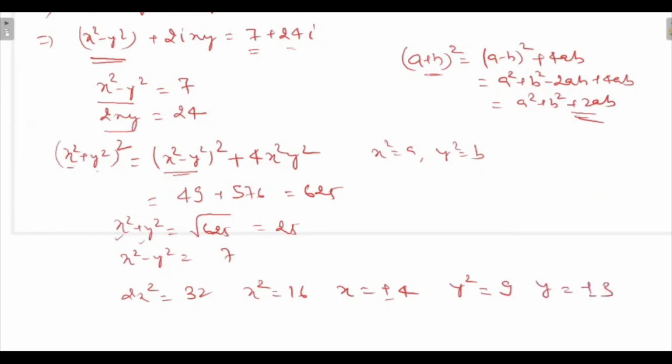Now, what was my complex number? My complex number was x plus iy. So I've got x as plus minus 4 and y as plus minus 3. So plus minus (4 plus 3i) is going to be the square root of the complex number.